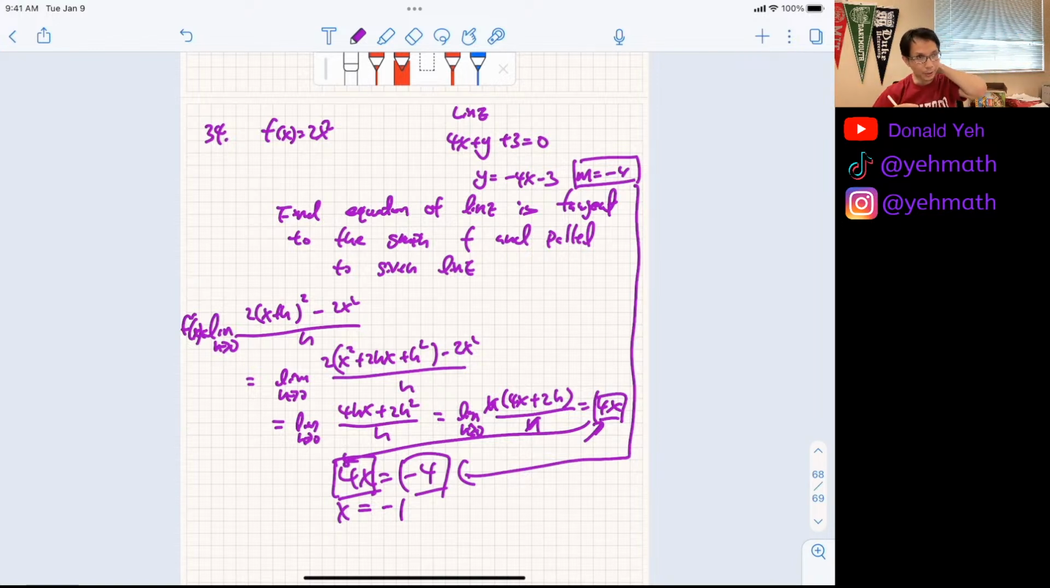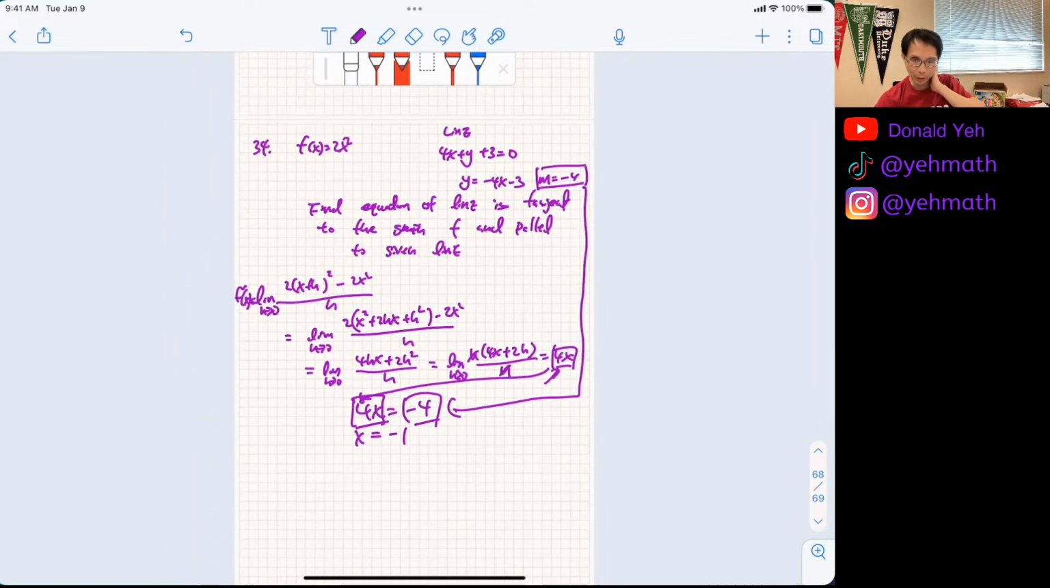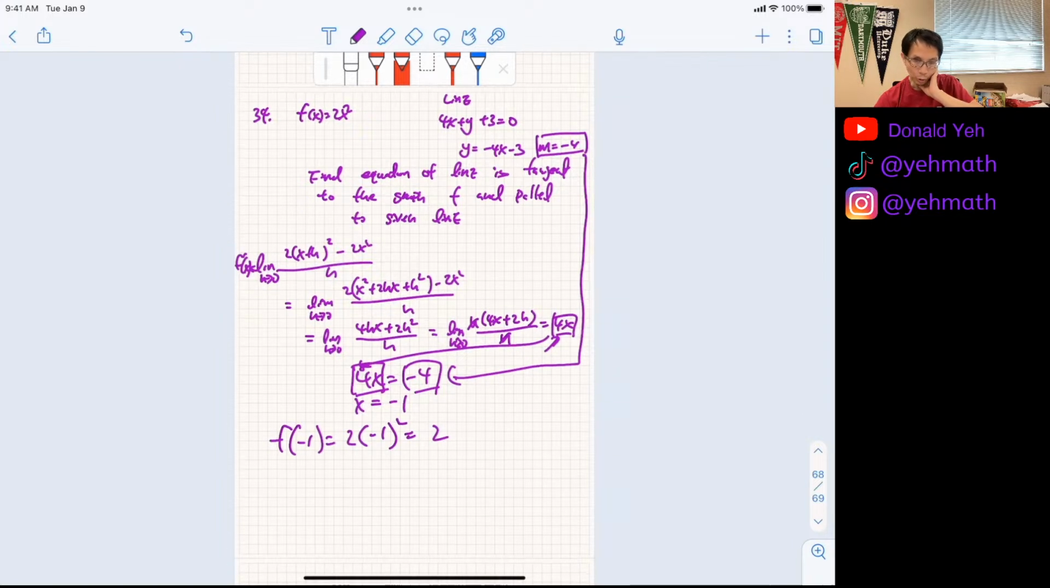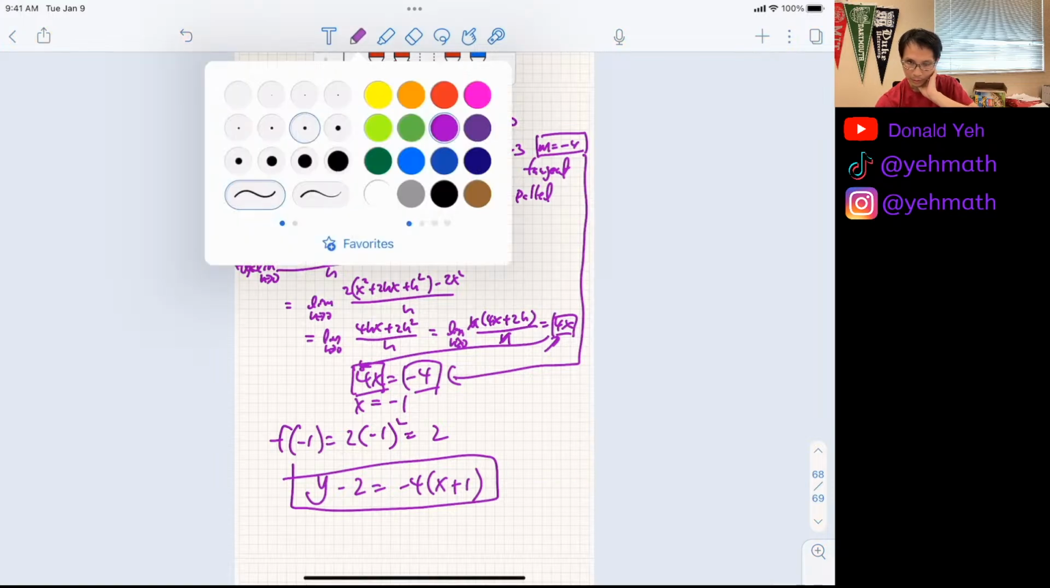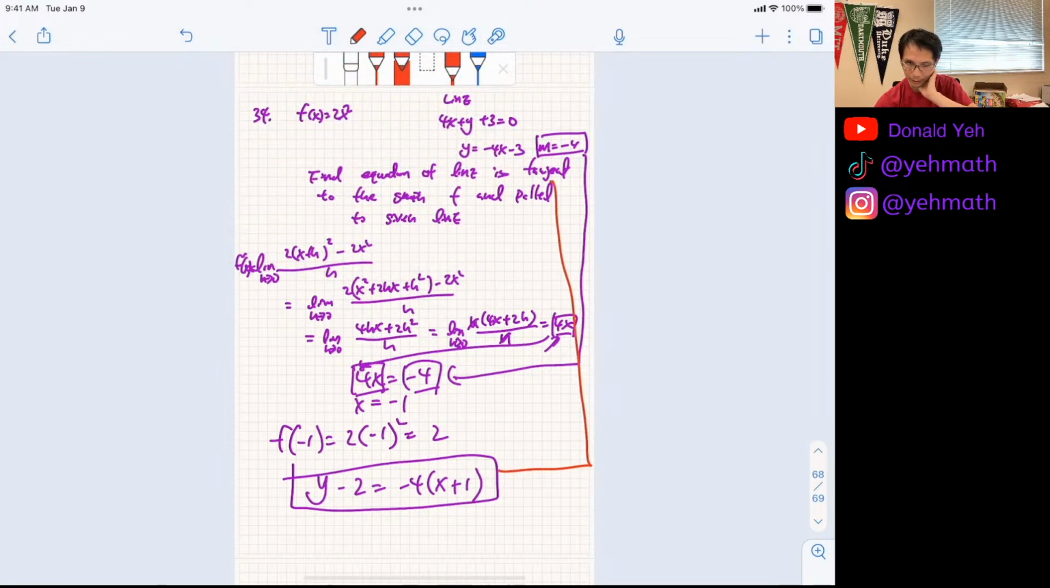Okay, so it happened that x equals negative 1. But do we know what happened at negative 1? Yes, I get 2 times negative 1 squared, which is equal to 2. Do we know the slope? Yeah, we know the slope. y minus 2 equals the slope, negative 4, times x plus 1, right? Because that's negative 1. And that becomes the equation of the line that is parallel to this particular line here.